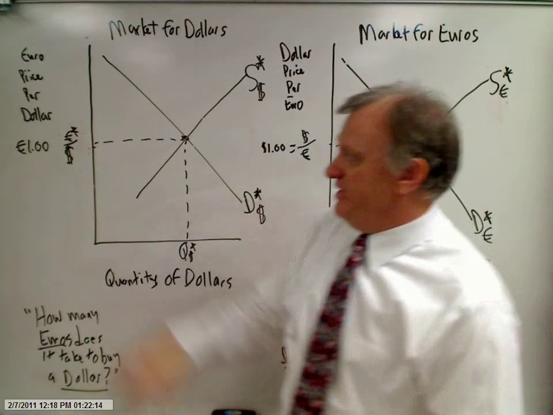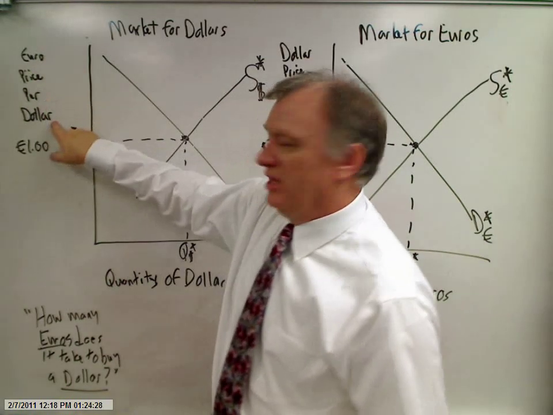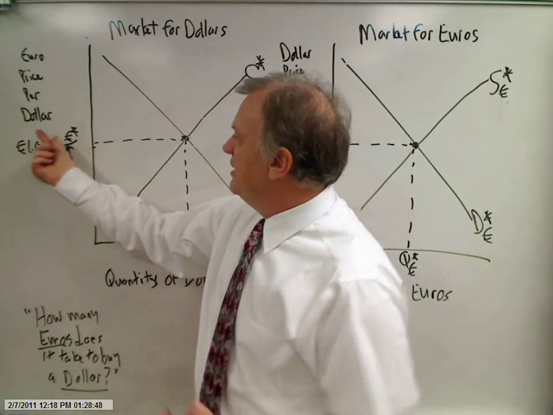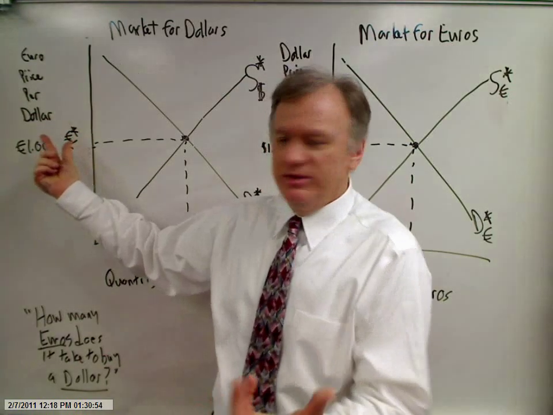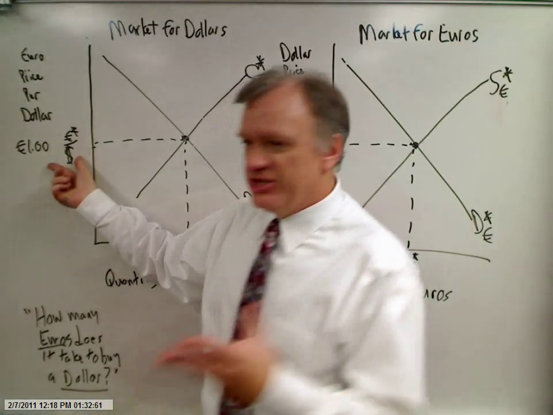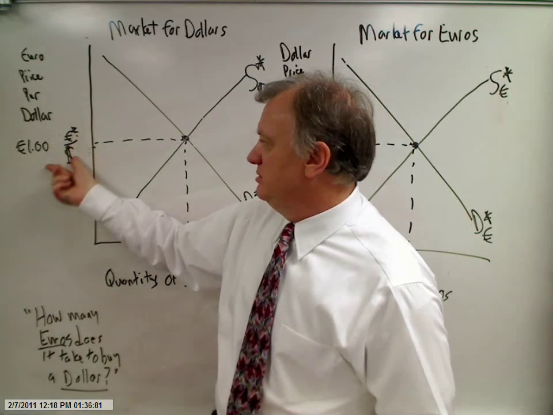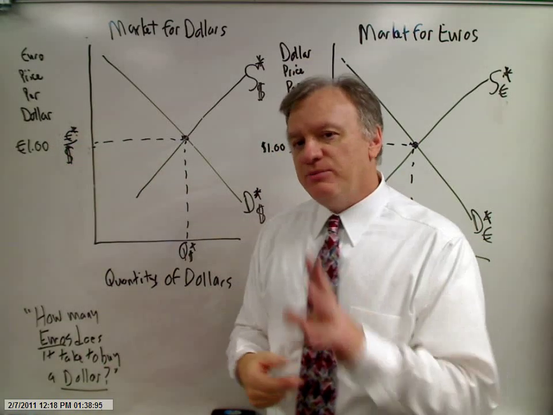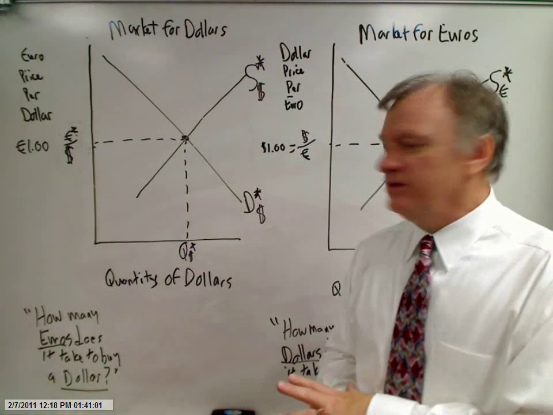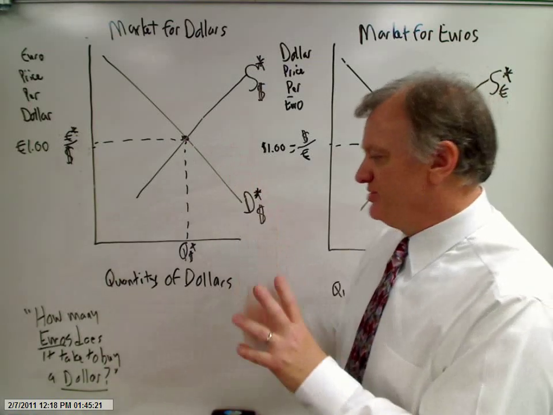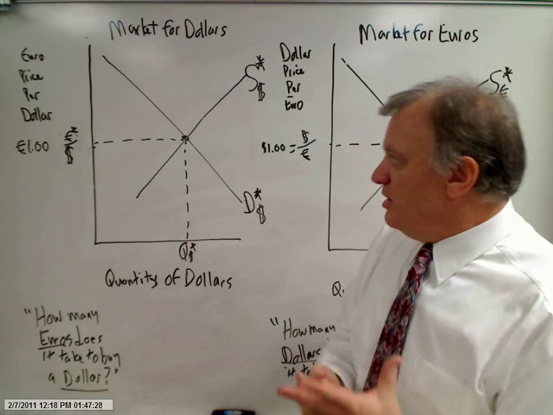We want to look at the euro price per dollar. The symbol for that is simply euro star at equilibrium over dollars, and that just means the same thing in symbols: euros per dollar. How to read this is very important, because when we start shifting curves, we're going to have changes in valuations of these currencies relative to each other.